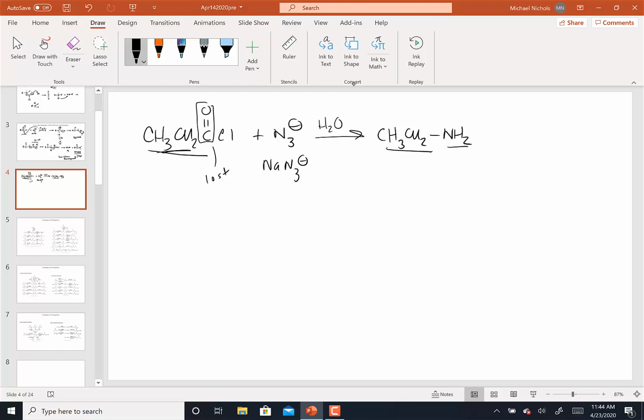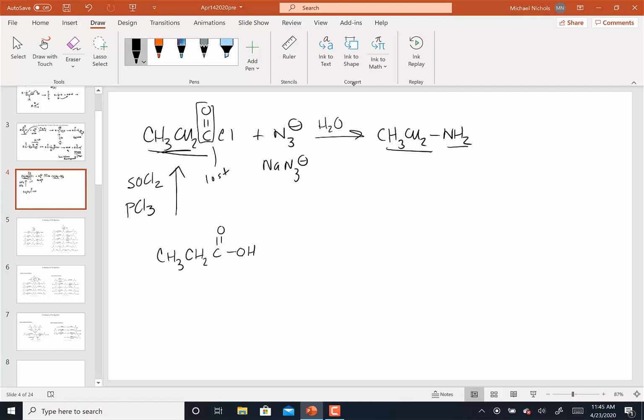And just to remind you that if I wanted to make my acid chloride, I would start with the carboxylic acid and then either react it with SOCl2 or PCl3 or PCl5. So acid chlorides are easy to make from the corresponding carboxylic acids.